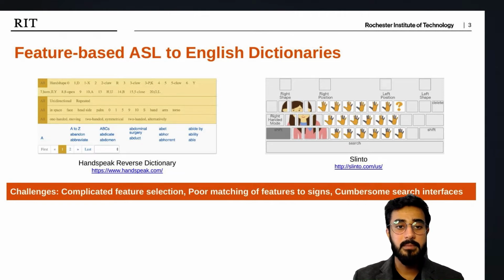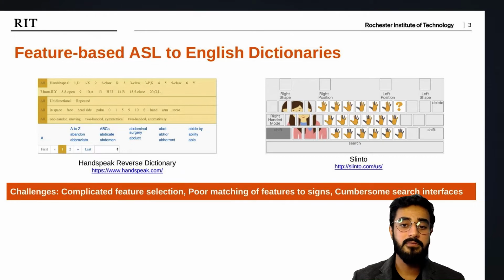The first type is feature-based ASL to English dictionaries. These types of dictionaries allow users to specify different linguistic features of a sign in order to make a search query. For example, hand shape, location, movement, etc. Other dictionaries provide slightly more advanced and complicated interfaces for users, such as the one you see on the right side, which provides users with a customized keyboard.